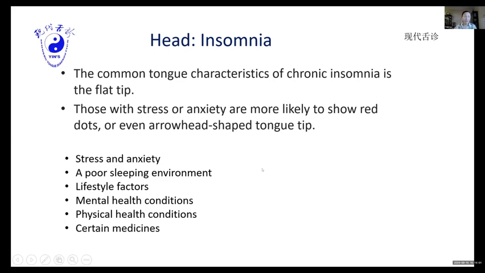From Western medicine, the most common reasons for insomnia are stress, anxiety, poor sleeping environment, poor habits, and also some mental health conditions. You can also have insomnia due to your physical condition, and certain medicines can also cause insomnia.